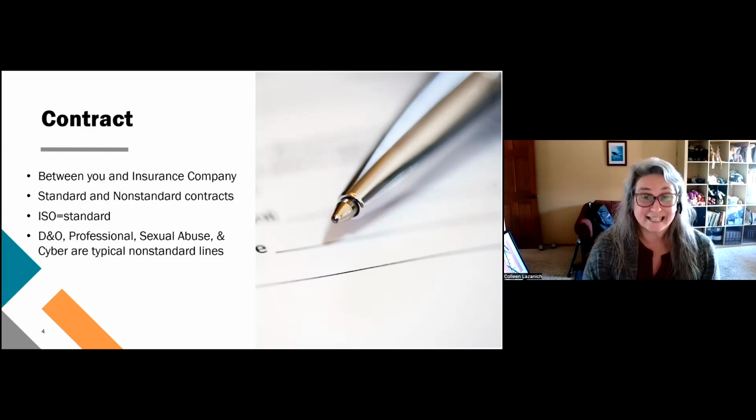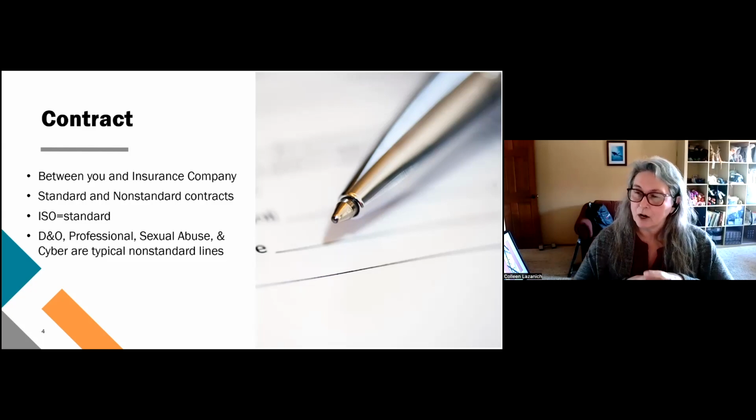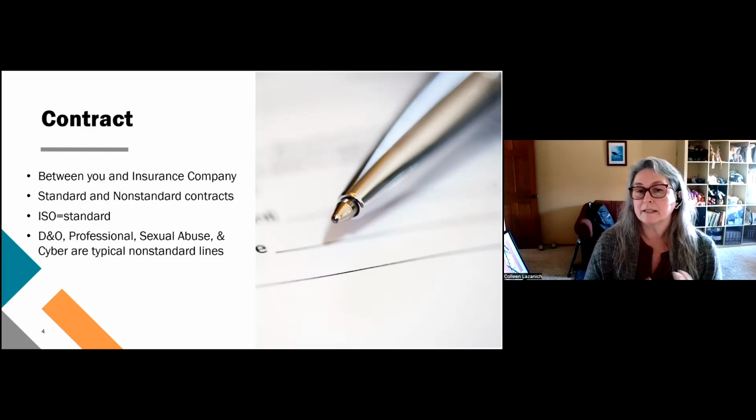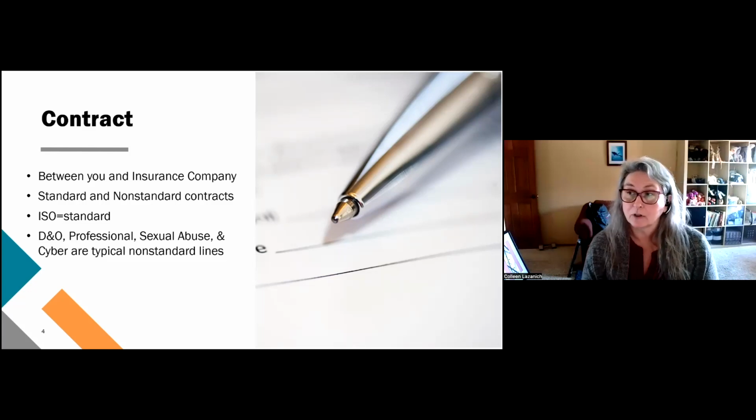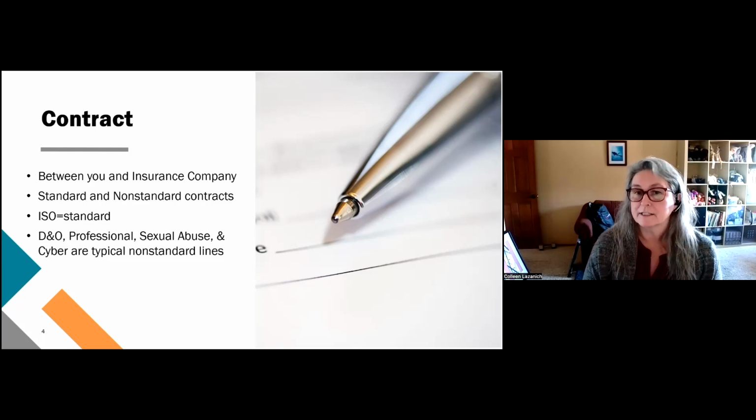There are what we call both standard and non-standard insurance contracts. The typical standard policies are ISO. And by standard, what I mean is each company is going to use almost exactly the same or very similar wording and coverages between the policies. Non-standard policies, such as most directors and officers policies, professional policies, sexual, physical abuse and molestation policies, and cyber insurance, just as examples, are typical non-standard policies. Each company writes that contract themselves. They may have similar wording, similar coverage, but there could be differences. So those non-standard ones can be very tricky to compare to each other.